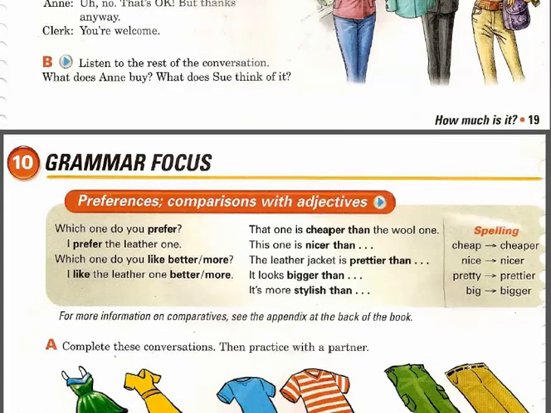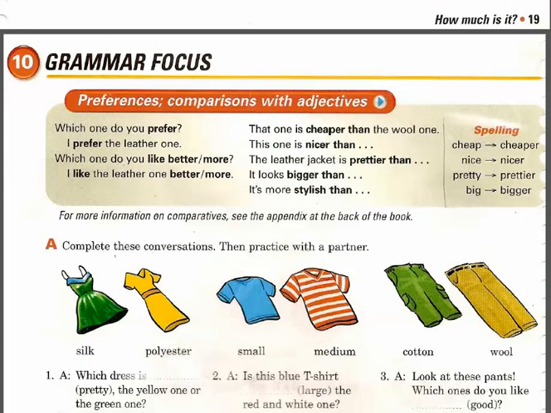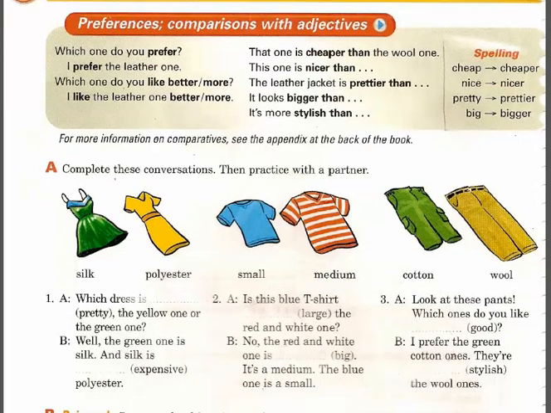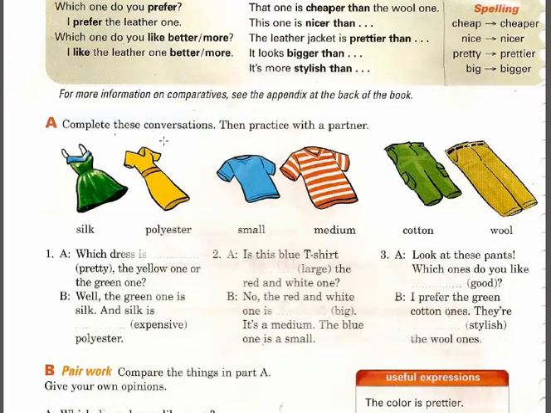Okay, let's answer the following exercise together. Here we have a dress made of silk and another dress made of polyester, a small t-shirt and a medium t-shirt, cotton pants and wool pants. Let's answer together.